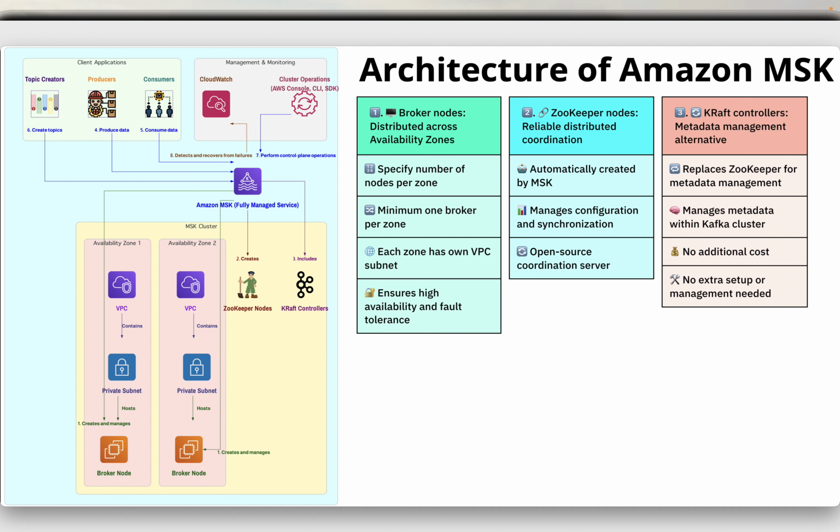KRaft, known as Kafka Raft, is an alternative to Zookeeper developed by the Apache Kafka community. In KRaft mode, cluster metadata is managed within the Kafka cluster itself rather than in separate Zookeeper nodes. KRaft controllers are included at no additional cost and require no extra setup or management.